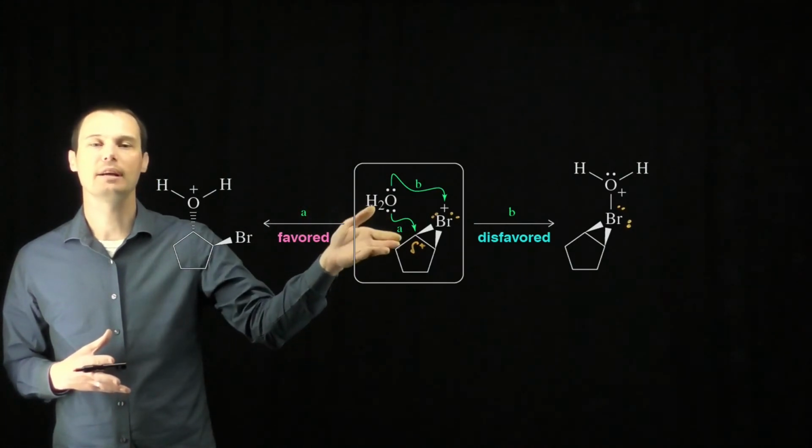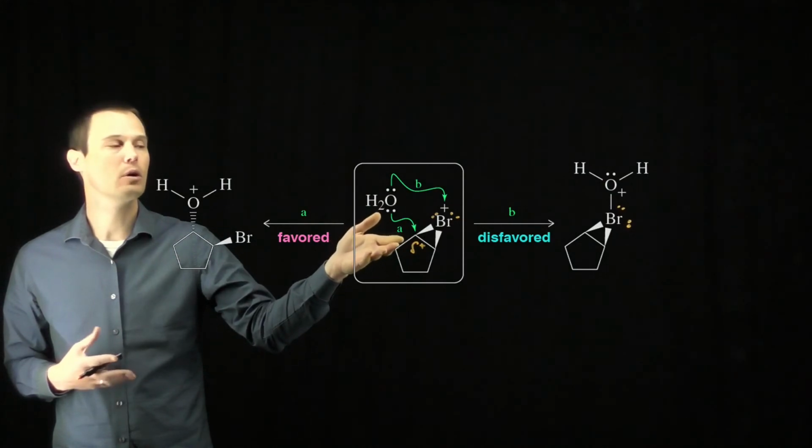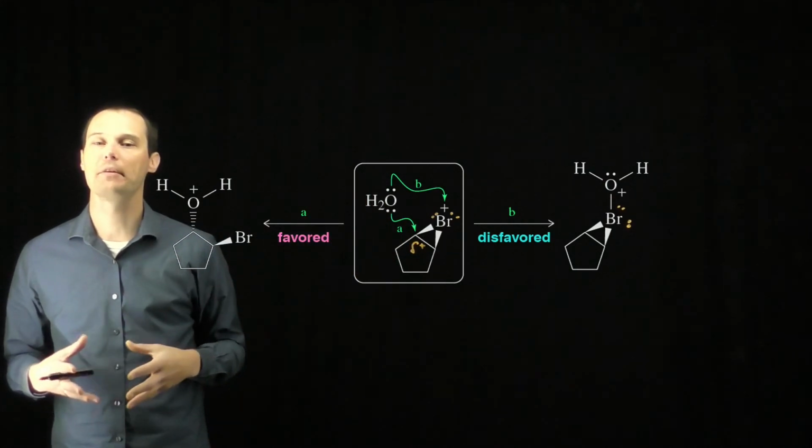So when oxygen attacks, it will attack the most electron poor atom, and that would be the carbon atom rather than the bromine atom.